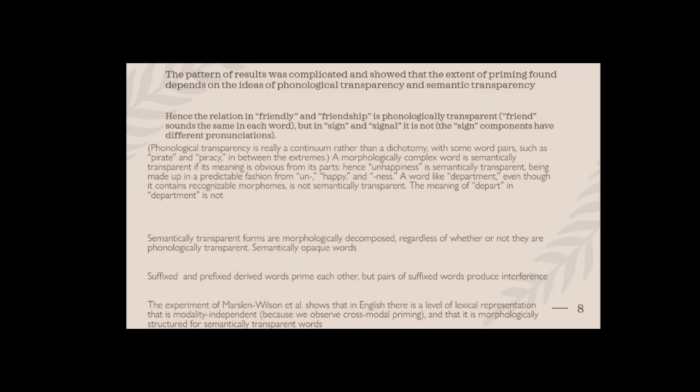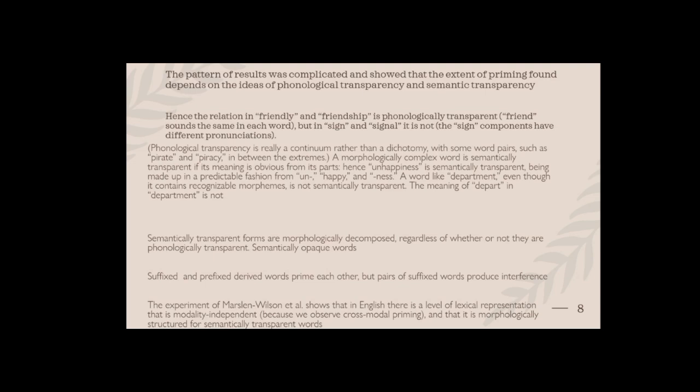Next, the pattern of results was complicated and showed that the extent of priming found depends on the ideas of phonological transparency and semantic transparency. The relation between two morphologically related words is said to be phonologically transparent if their parts sound the same. Hence, the relation in friendly and friendship is phonologically transparent. Friend sounds the same in each word, but in sign and signal, it is not. The sign components have different pronunciations.